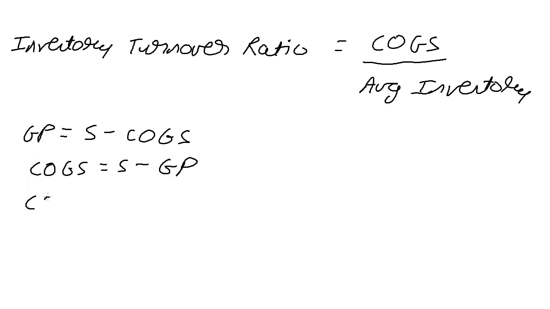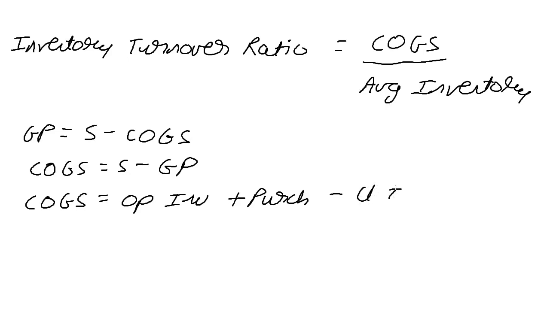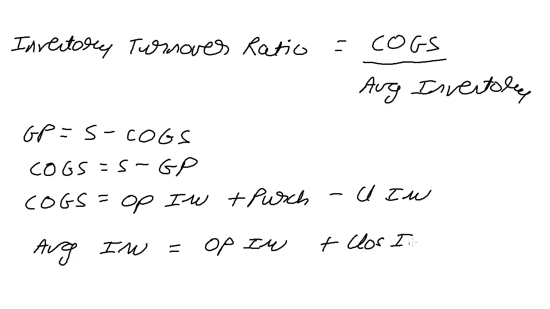We also know that cost of goods sold is equal to opening inventory or opening stock plus purchases minus closing inventory or closing stock. And average inventory, same like before. If it's not given, simply take closing and don't bother dividing. But if we have it, it's opening inventory plus closing inventory upon 2.